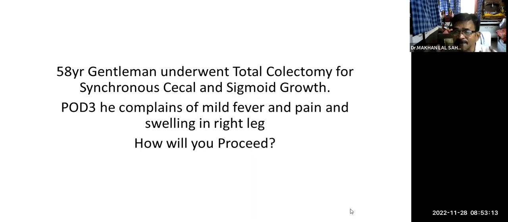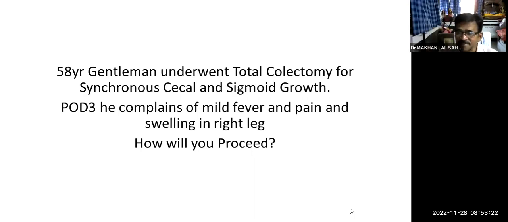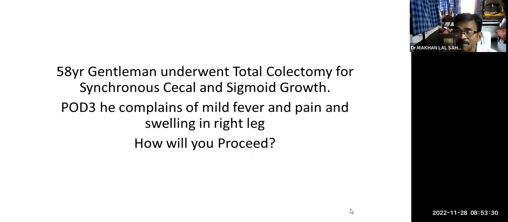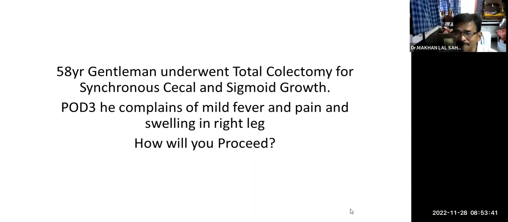Next, now you have some devices. You have intermittent pneumatic compression devices. While the patient is undergoing major surgery for a long time, this pneumatic device can press the leg. It works similar to the cuff. But the problem of giving anticoagulant during or before surgery is the risk of bleeding. So many people do not give pre-op anticoagulant. Maybe they give it after 12 hours of surgery.